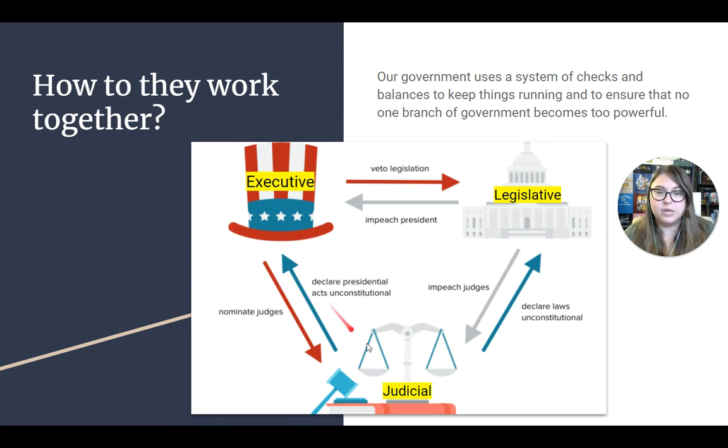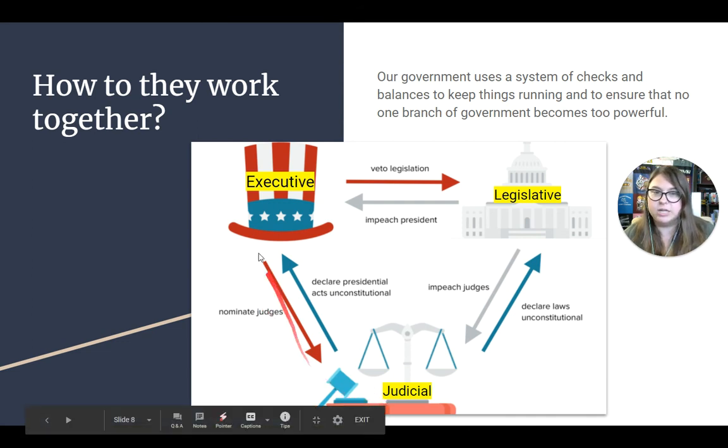How about the executive branch? Well, the executive branch and the judicial branch have this relationship right here. The executive branch has the ability to nominate judges. So this has happened a couple of times in the last 4 years. It's happened twice. We have had 2 new Supreme Court judges that were nominated by the executive branch by President Trump, and they are nominated to that judicial branch.